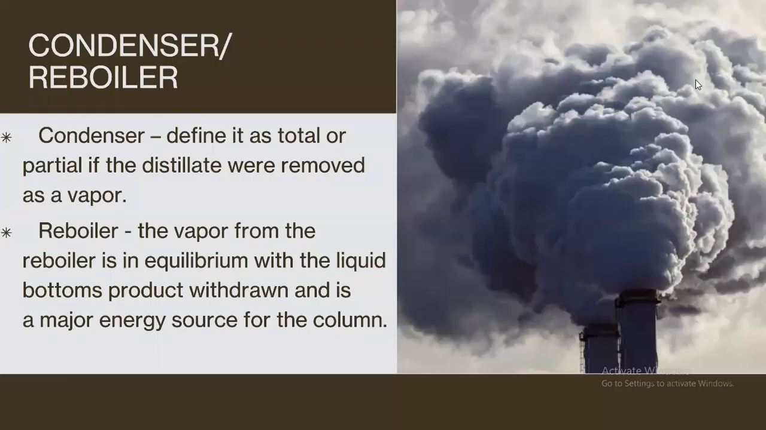So condenser or reboiler. Condenser, define it as a total or partial if the distillate were removed as vapor. So in this case, we use the total condenser. The vapor from the reboiler is in equilibrium with the liquid bottoms product withdrawn and is a major source for the column. As I said, the reboiler and the condenser, we take them as equilibrium stages. That's why we inputted the number of stages as 32, even though we have 30 trays.